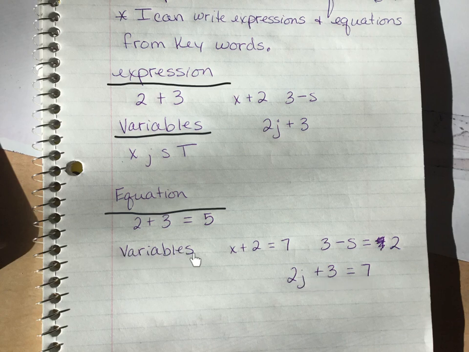Notice that they all had a variable in there, a letter that stands for another number that we don't know at that time. If we just have an expression, we can solve it however we want. But when we put an equal sign there, the two sides have to balance each other out.